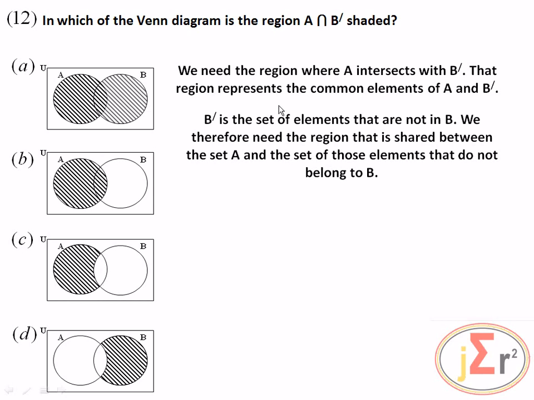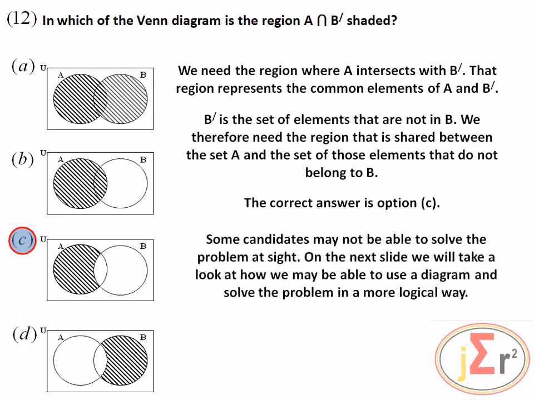We need to consider all of the elements that are in A. Then we need to consider all of the elements that are not in B. Those that are not in B, this we have B right here. All of the elements that are not in B. What do the two sets have in common? Those that are in A along with those that are not in B. And we are sure that this shaded region is what that represents. The correct answer is option C.